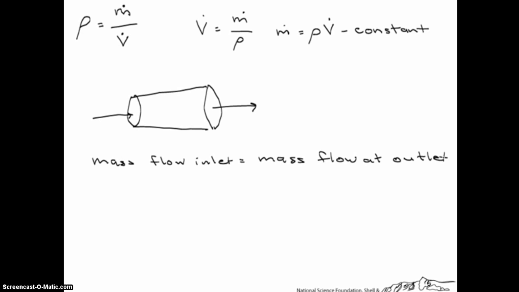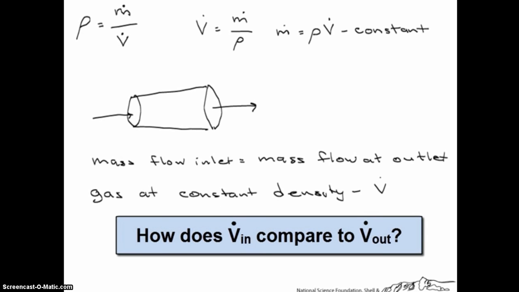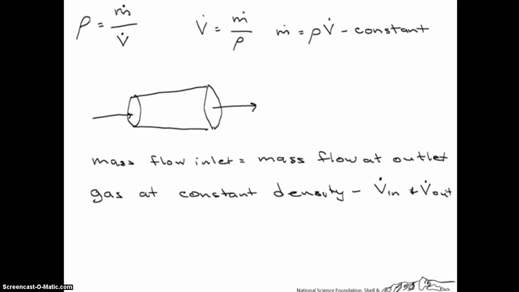Now, let's say we have a gas at constant density. What can we say about the volumetric flow rate going in and the volumetric flow rate going out? Well, if the density is constant and we know that the mass flow rate is constant, then the volumetric flow rate is constant. So the volumetric flow rate at the inlet has to equal the volumetric flow rate at the outlet. This again is only if it's at constant density.